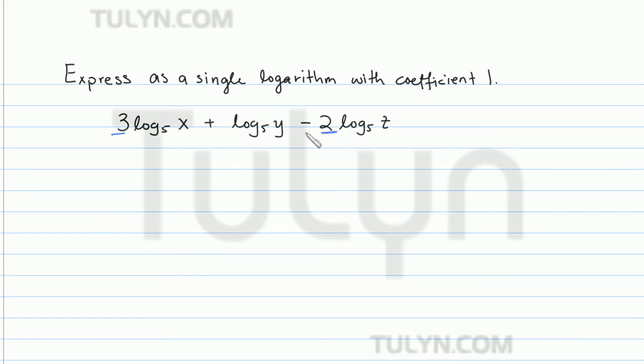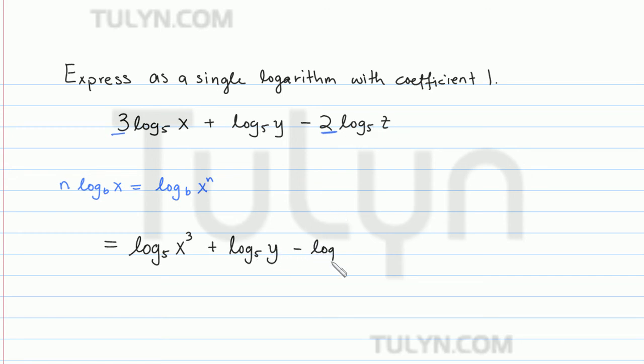term and the y term we have coefficients outside, and let's recall that when you have a coefficient outside of the log, the exponent rule says that you can move that coefficient up to become the exponent of whatever variable it is you're talking about. So for the first term, this becomes log base 5 of x cubed. The middle term stays the same, and the last term becomes log base 5 of z squared.